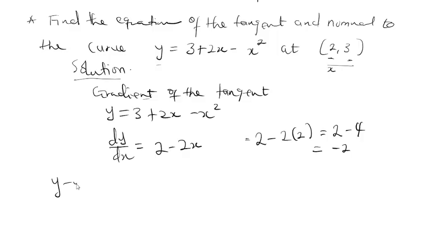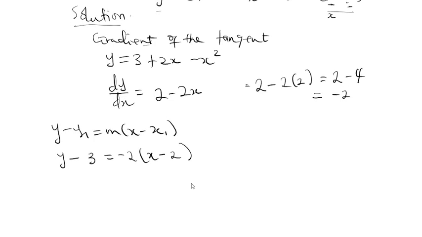So we have y minus y1 equals m, x minus x1. Now from here, y minus y1 from the point, we have the y coordinate being 3. Then our gradient is negative 2. Then we have x minus the x coordinate, which is 2. Then we expand this and simplify.